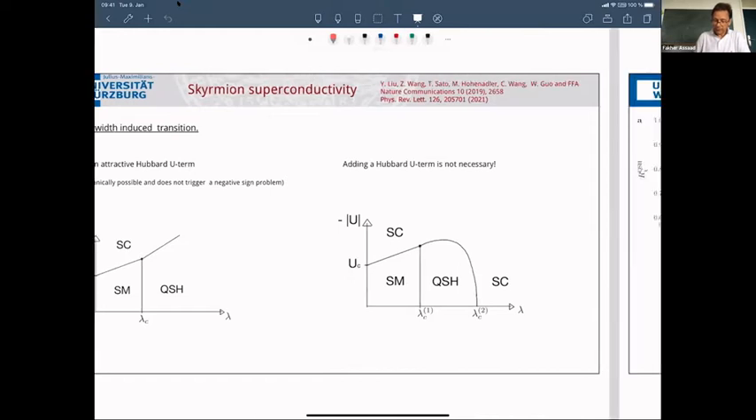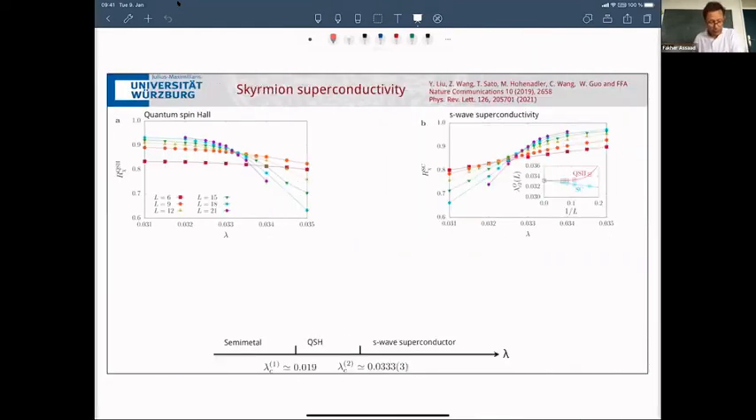So this is confirmed by these clocks. This is now always at half filling. We are changing the value of lambda, the strength of this special interaction we cooked up. And we lose the quantum spin Hall state at around this point. At the same point, if you do the extrapolation as a function of 1 over L, we obtain S-wave superconductivity, right?